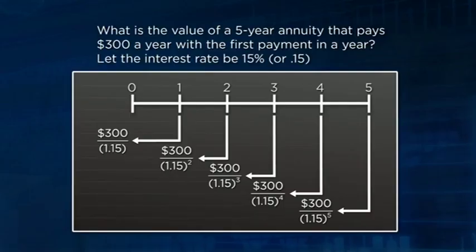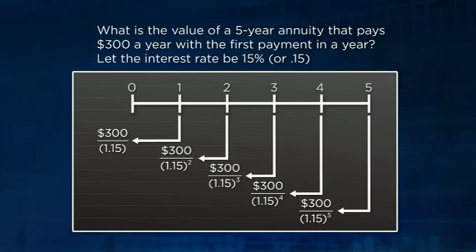We can use a similar trick to determine the present value of any annuity. The trick comes from value additivity and the fact that an annuity is simply a perpetuity with the tail cut off. Thus, the value of an annuity is the value of a perpetuity minus the value of the tail. To see this, let's look at an example. What is the value of a 5-year annuity that pays $300 a year with the first payment in a year? Let the interest rate be 15% or 0.15.